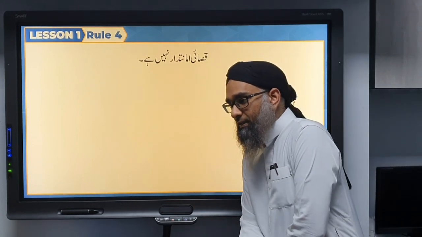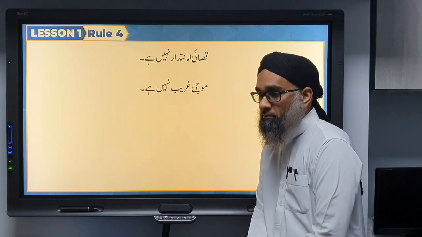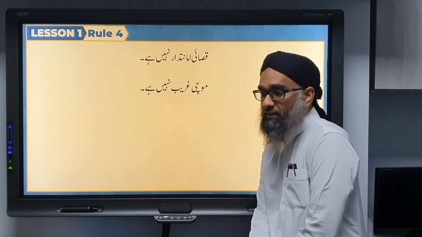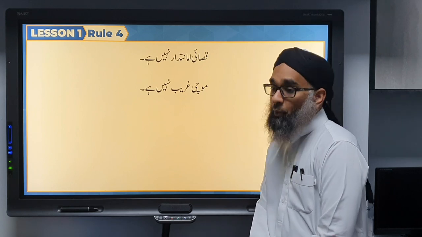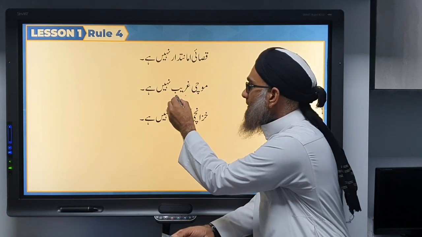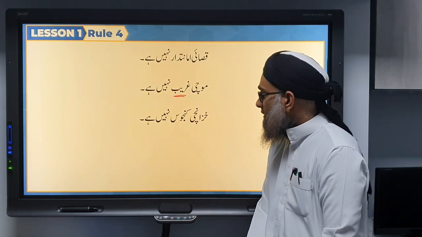How do you translate that? The butcher is not trustworthy. Next one. Mochi gharib nahi hai. The cobbler is not poor. Gharib, again, you have to remember as well. If you're doing Arabic, gharib means what? Stranger, traveler, wayfarer.